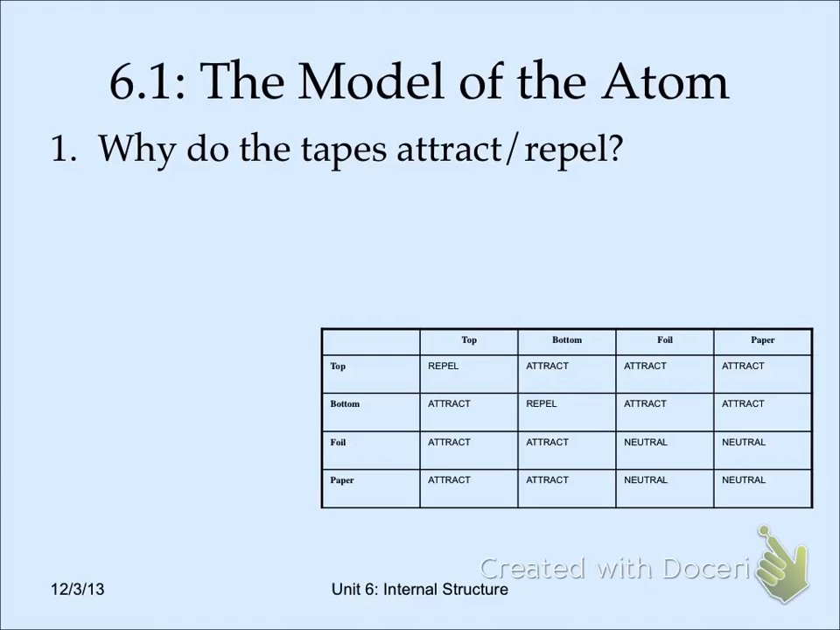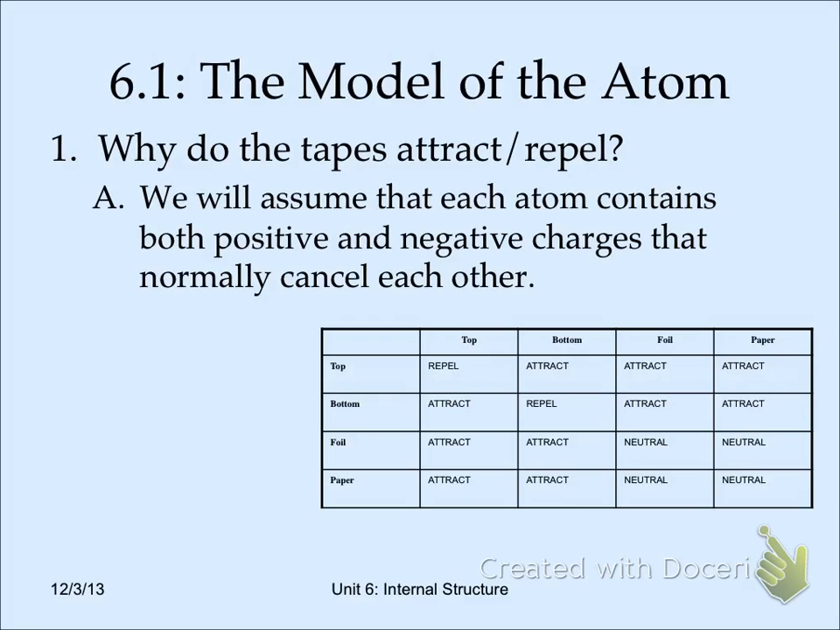And then everything else kind of attracted to them, which seemed odd, because things like the aluminum foil not only attracted to the positively charged piece of tape, but also to the negatively charged piece of tape. And it seems as though if it would attract to one, it should repel from the other. So we need to discuss what's going on there.